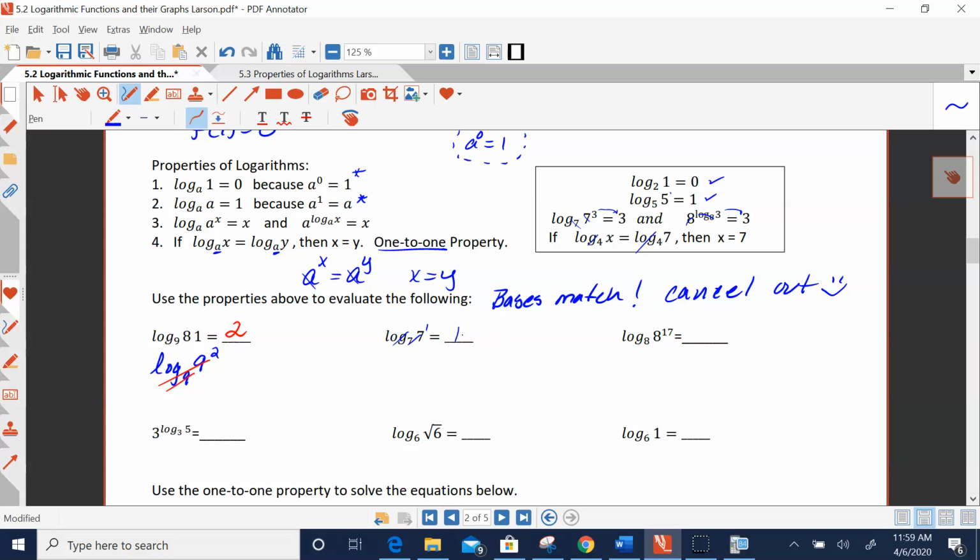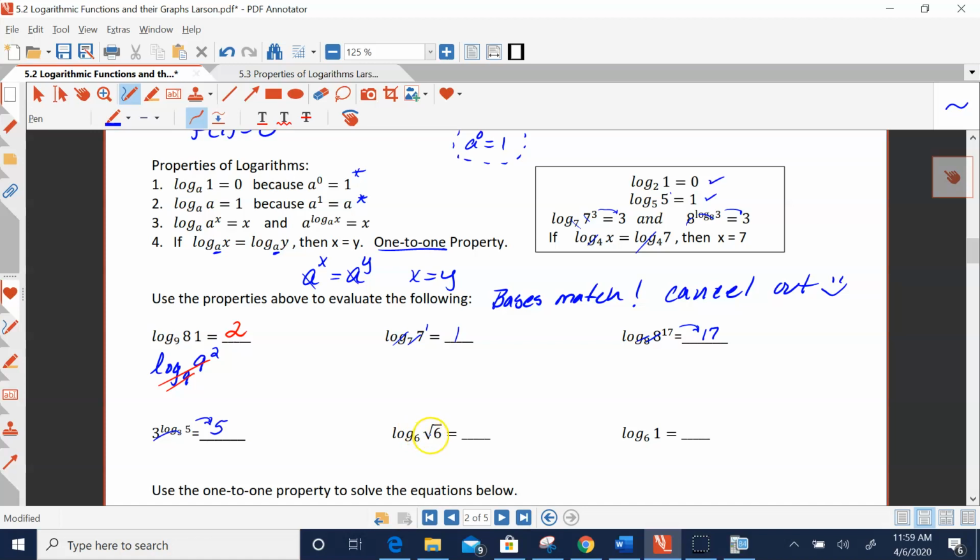Look at this guy. Log base 8 of 8 to the 17th. Well, those bases are matching, so it's like they cancel out. And in this case, I'm left with 17. So whether it's a log that comes first, or in this case, 3 raised to the power of log base 3 of 5, that's all matching. They cancel. I'm left with 5.